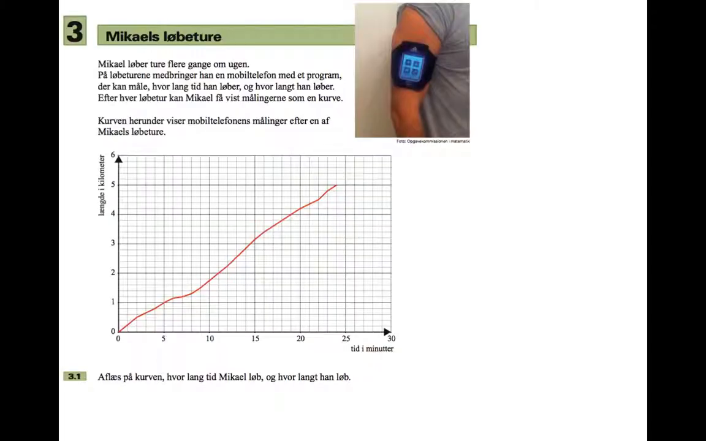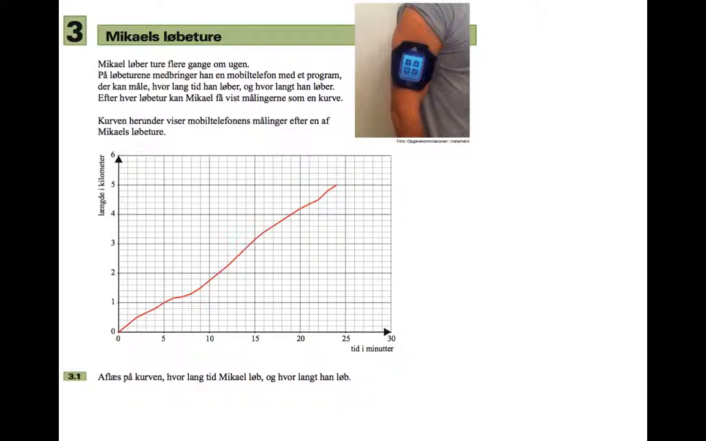Okay, here's a question from May 2013. It's question 3. It's all about speed, time and distance, and it's called Mikhail's running trip. It says Mikhail runs several times a week. On his running trip, he takes a mobile phone with a program that can measure how far he runs and how much time he spends running. After each running trip, Mikhail gets the measurements shown on a curve, and then there's an example of such a curve here. The curve below shows the mobile telephone's measurements after one of Mikhail's running trips.